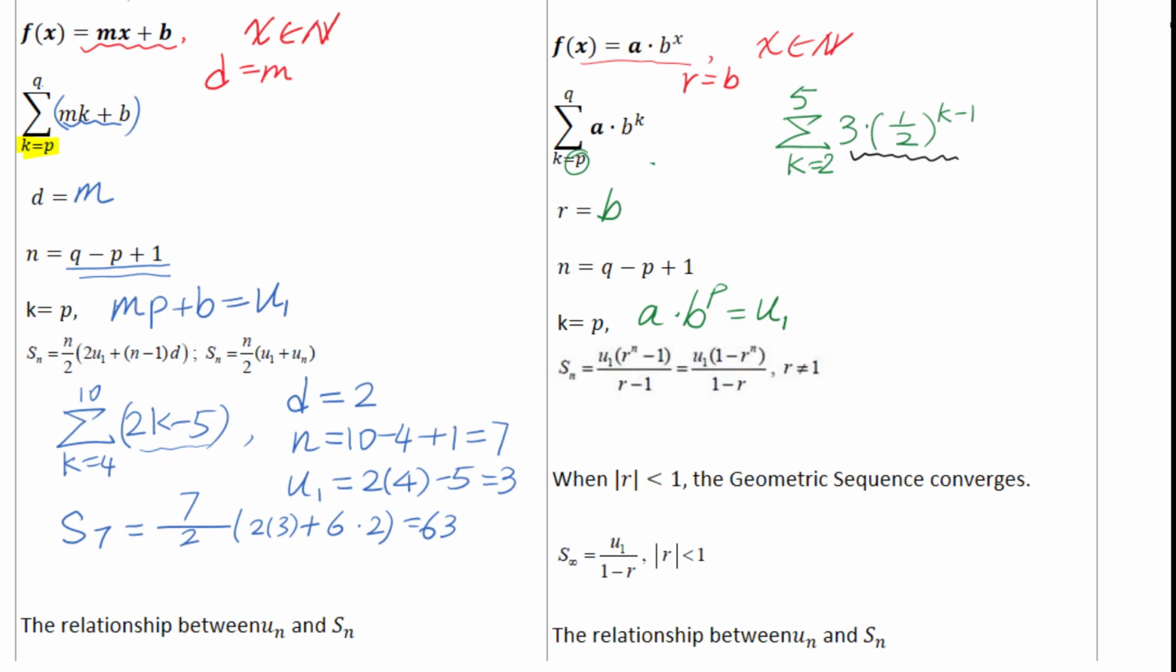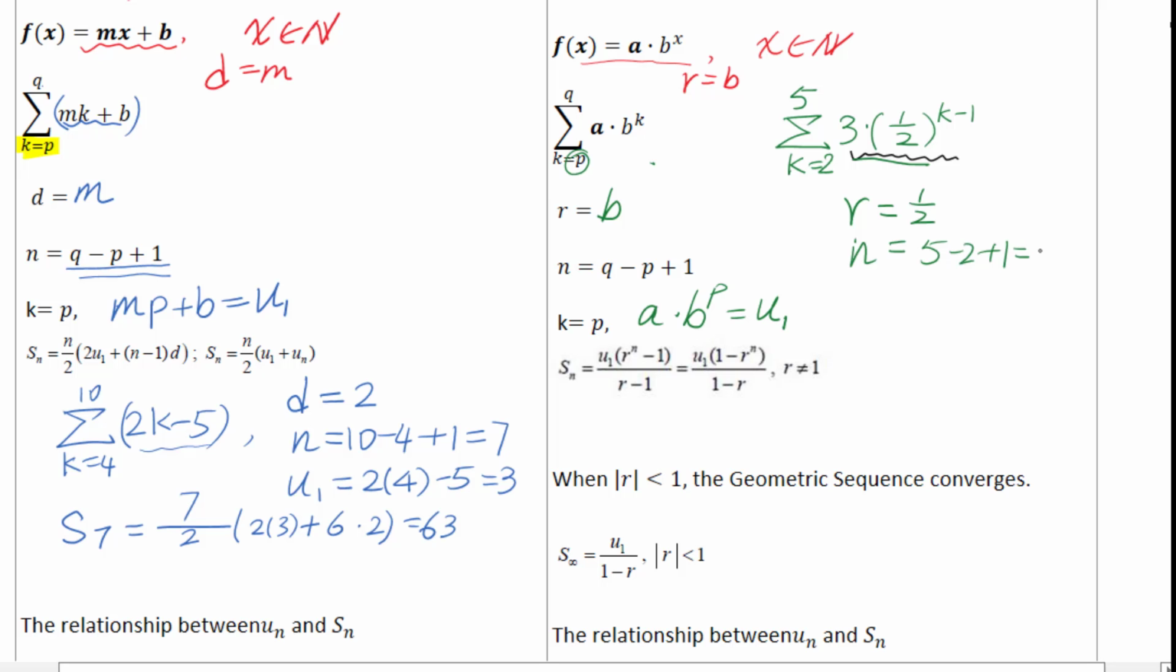Let's go to an example. The sum of 3 times 1/2 to the k minus 1th power as k goes from 2 to 5. For this function, 3 times 1/2 to the k minus 1th power is in a times b to the x power form. This is a geometric sequence. The common ratio is the base, 1 over 2. The number of terms will be 5 minus 2 plus 1 equals 4.